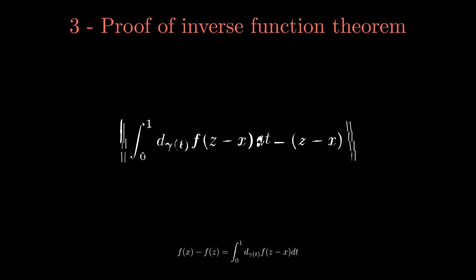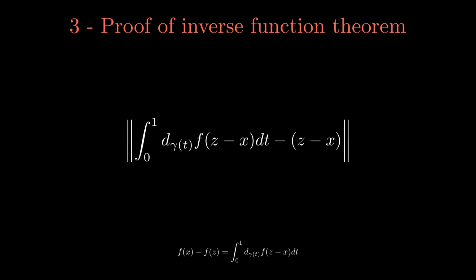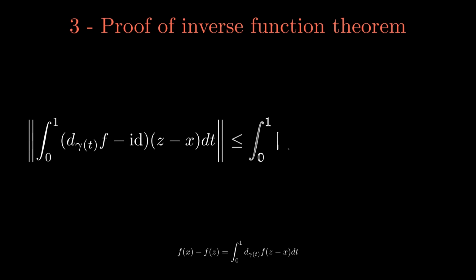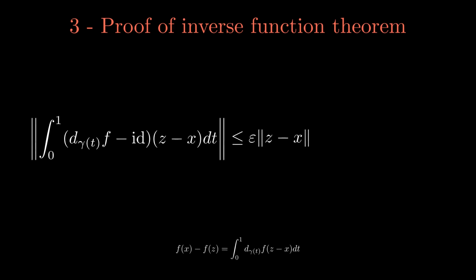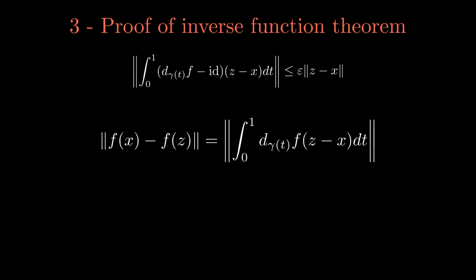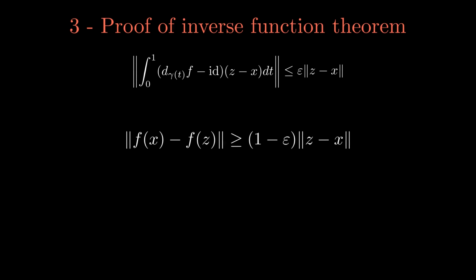We will consider the difference between those two quantities. By some rearranging, triangle inequality, making use of the operator norm definition, using the proximity of the identity to df, we get what we want. Here epsilon is just a very small real number. Returning to what we had, we can now lower bound the norm of this integral by reverse triangle inequality. And here is our contradiction.